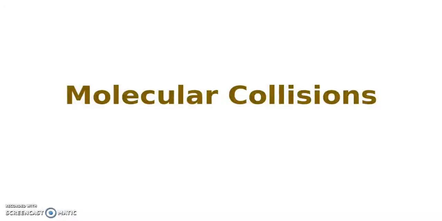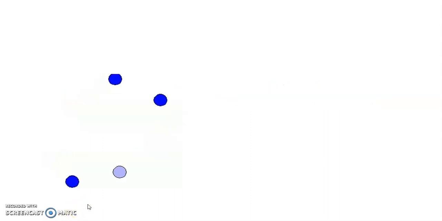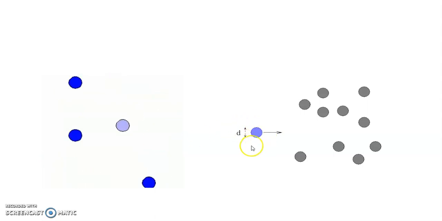Hi students. Along with ideal gases, I am discussing some more about molecular collisions. Kinetic theory of gases treats molecules as point masses that undergo constant elastic collisions with each other and with the walls of the container. If we model the molecules as hard, non-interacting spheres of diameter d, we can satisfactorily account for their various collision properties.